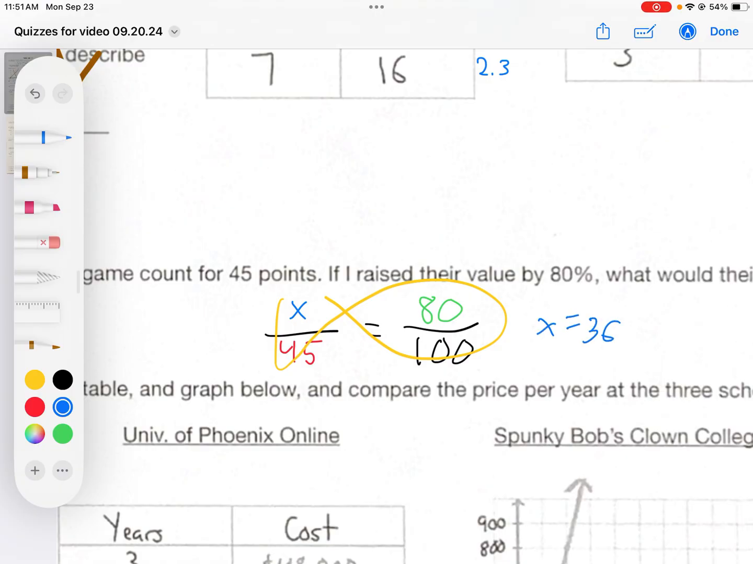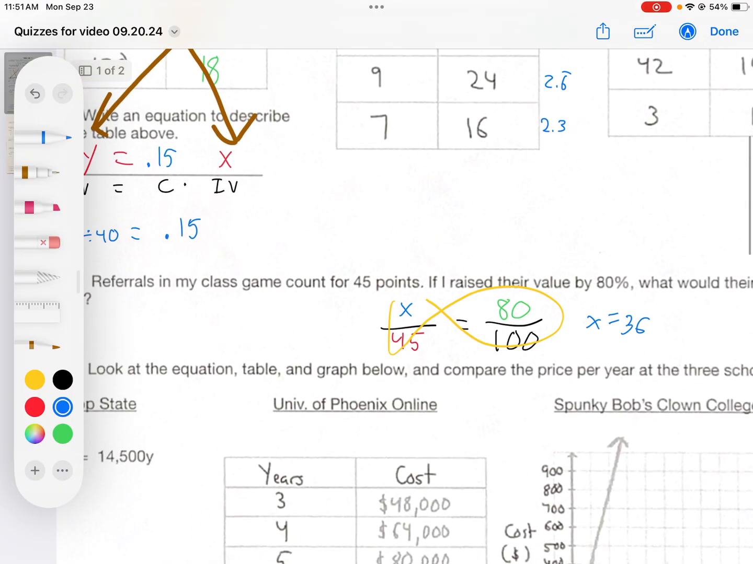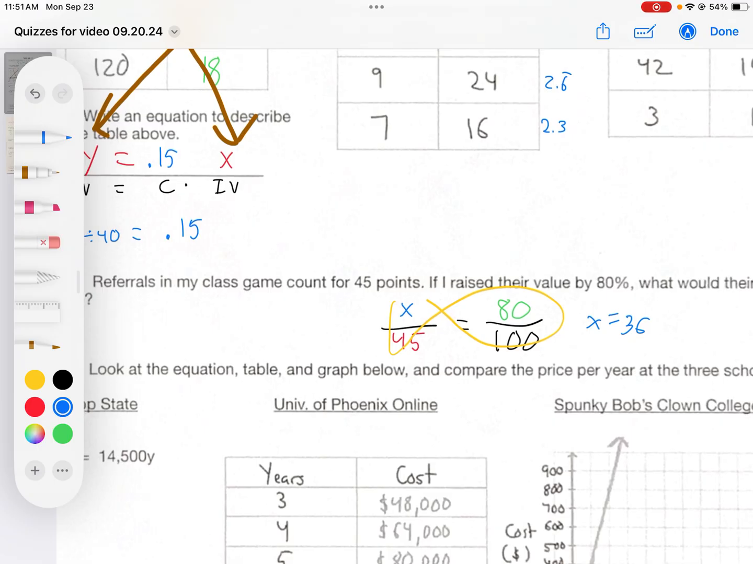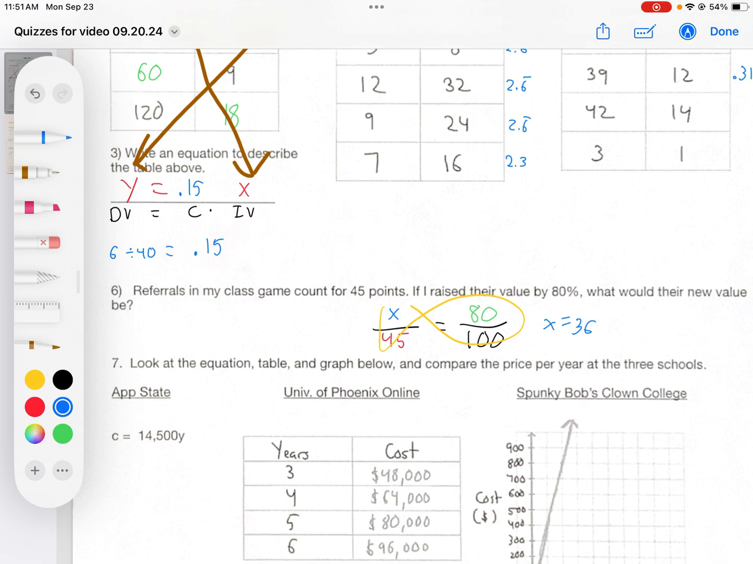you get 36. Now, if you said 36, I gave you 8 out of 10 because you simply did not do the very last step. We're not just finding how much I raised the value by, but what would the new value be? They started at 45, we added 36. That means our final answer is 81 points.